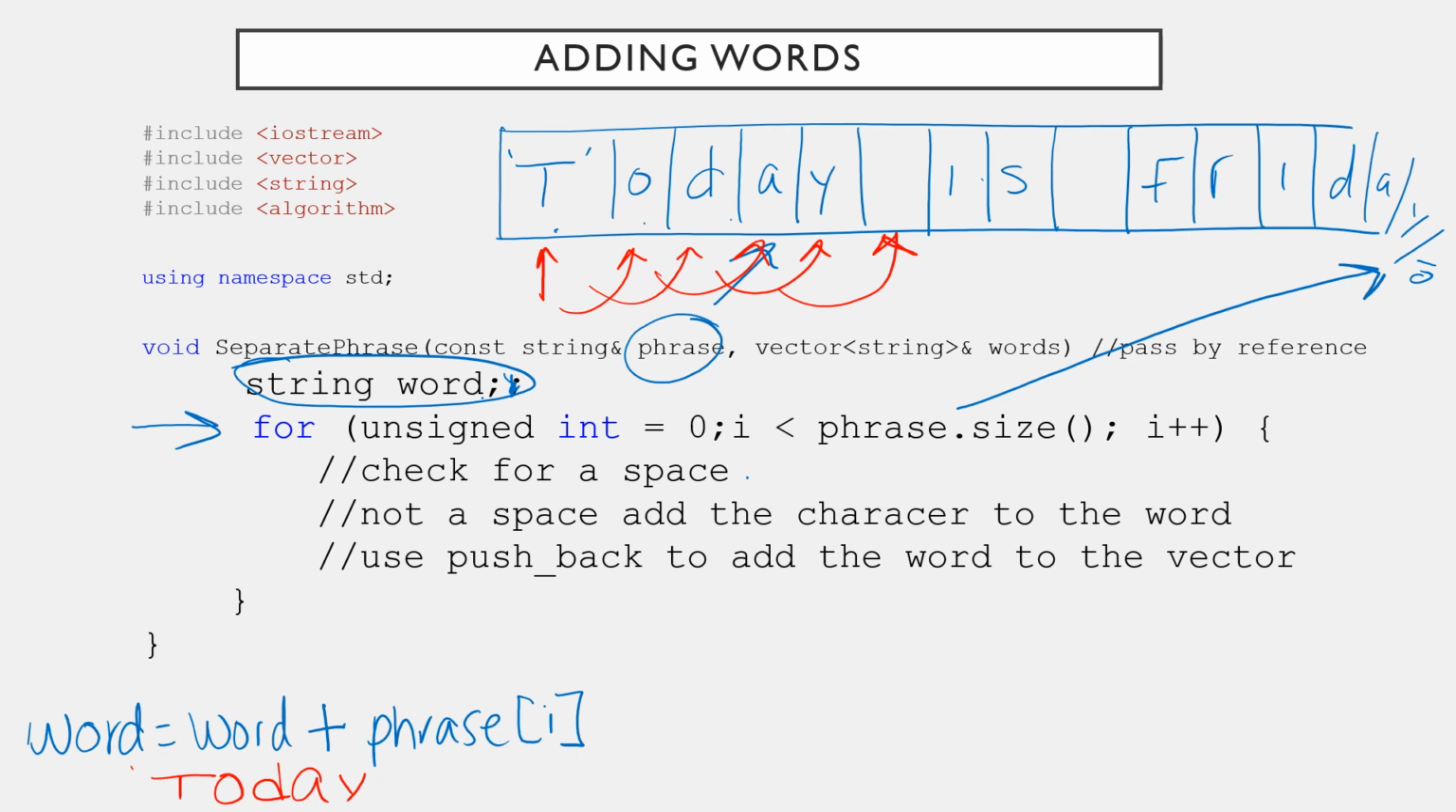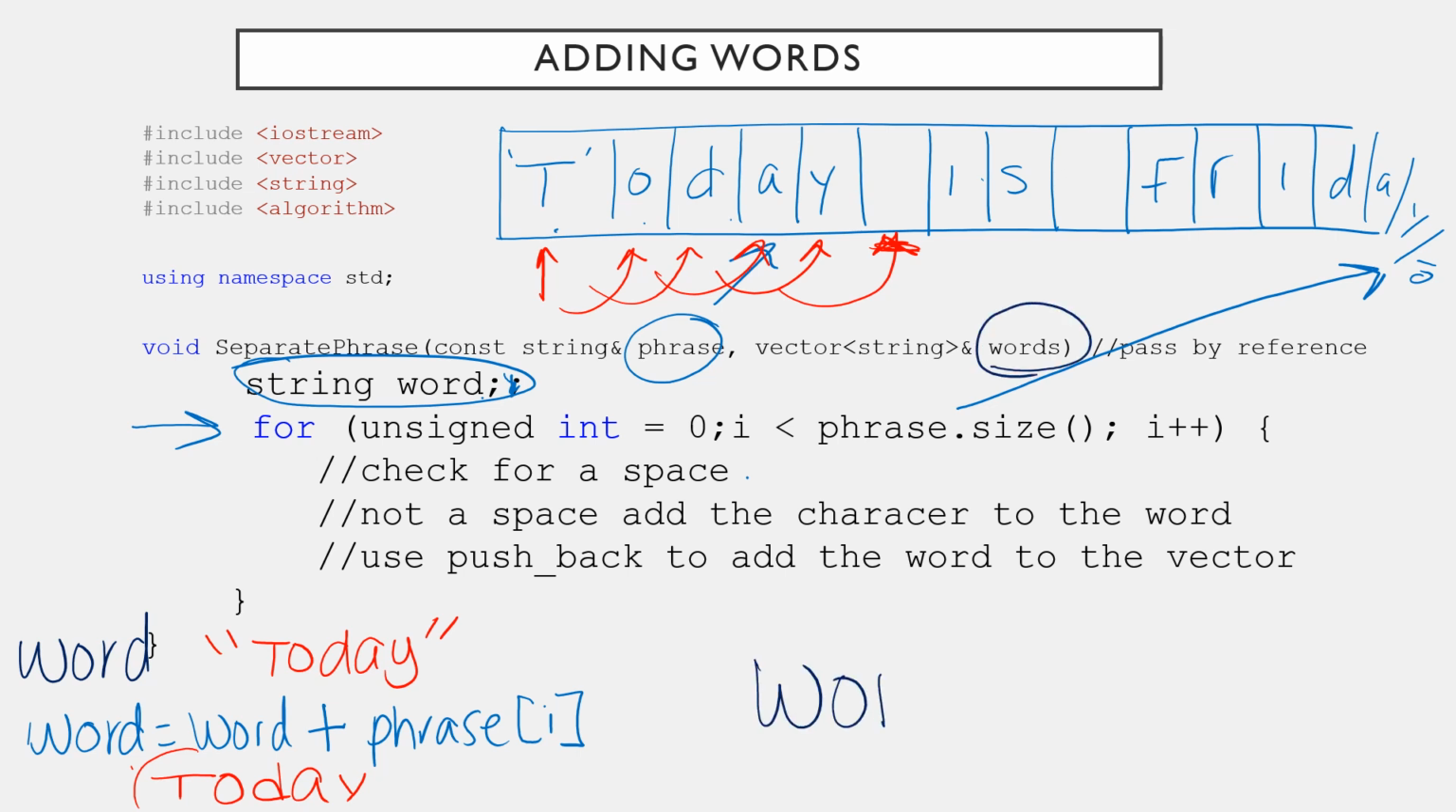Now that it's found the space, we have a word. So now our word is today. So we have this word today. The name of the variable is called word. I don't know what it's called in the assignment, it doesn't really matter. So it's called word. So now what we're going to do is take our array called words.